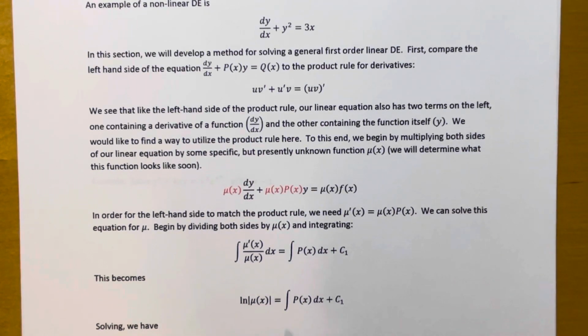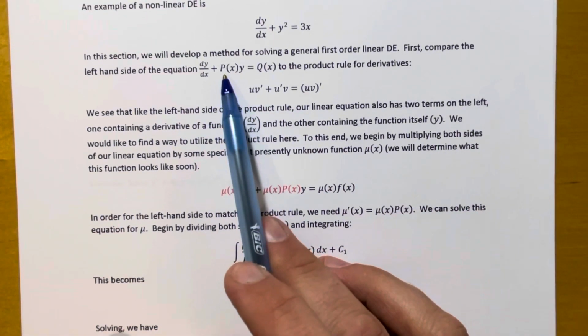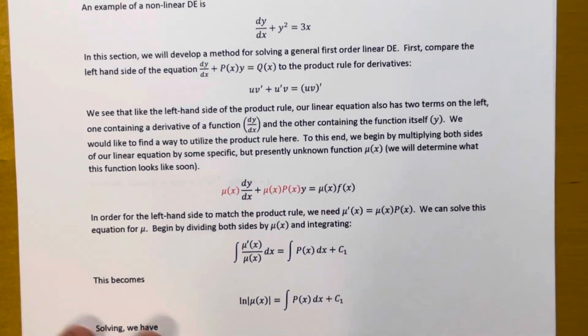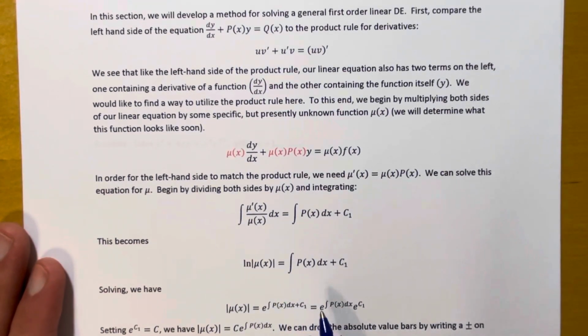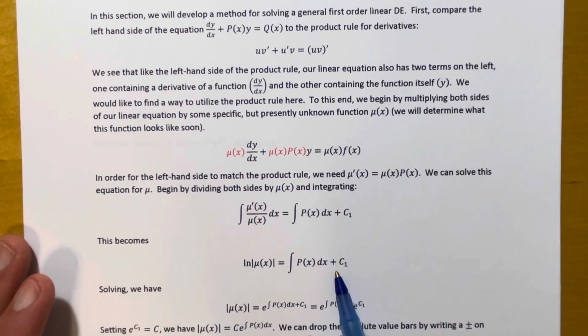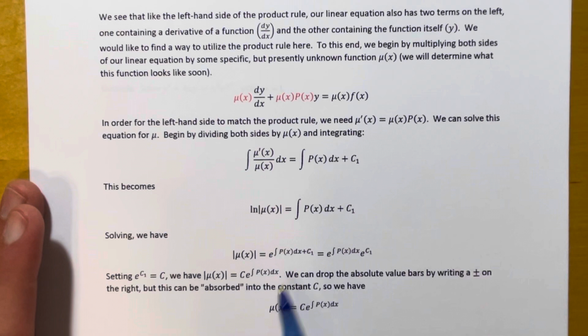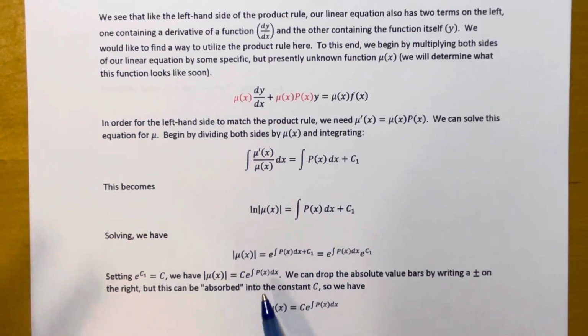x in absolute value. Okay, on the right-hand side, I don't know what p of x is because we're using a general function for p of x, so I'm going to leave it in that form. But I do know that once I evaluate that integral, a constant of integration is going to show up. So I'm going to just place that over here, plus c1. Now I'm going to take e to the power of both sides to eliminate the natural log. And I get the absolute value of mu of x equals e to the power of this integral, p of x dx plus c1.